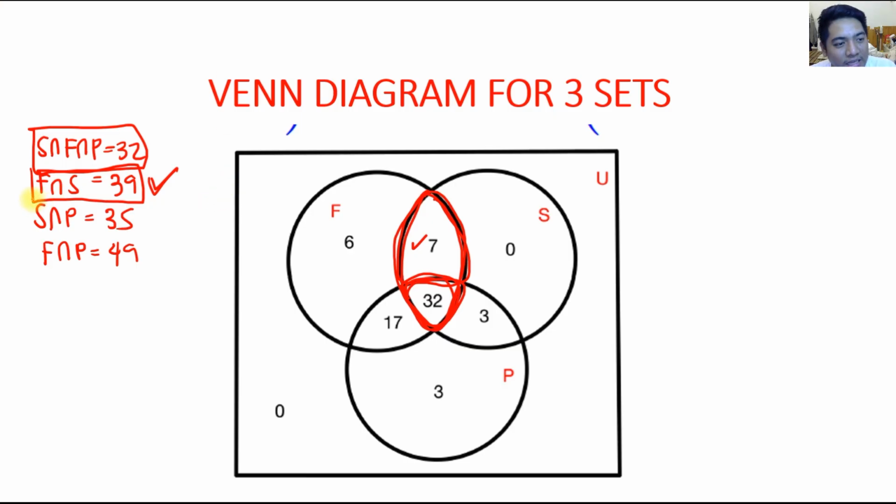Alright? So how about for the S and P? We have 35. For the S and P, this is the intersection, including that 32 that is being shared by the three sets. So if we have 35 for the intersection, we already have 32 here. 35 minus 32, it means we have a 3 here. And we also have the intersection of F and P, which is here. We already have 32, and it says 49. So 49 minus 32 would be 17. So you would write 17 here.